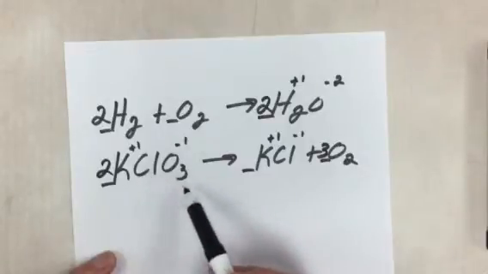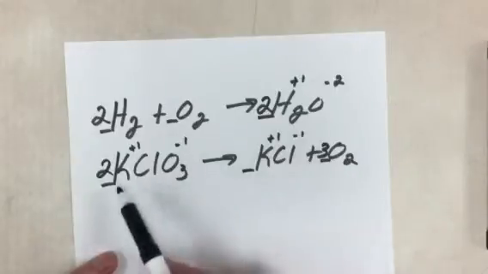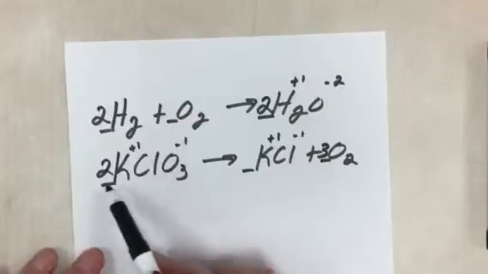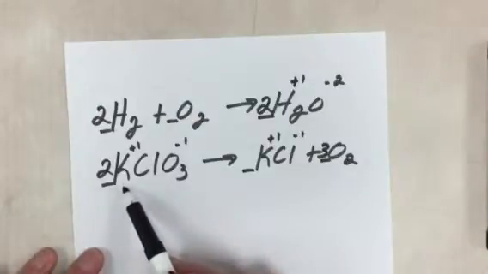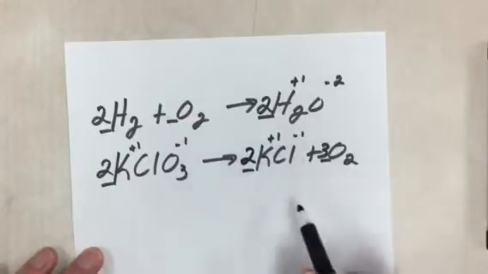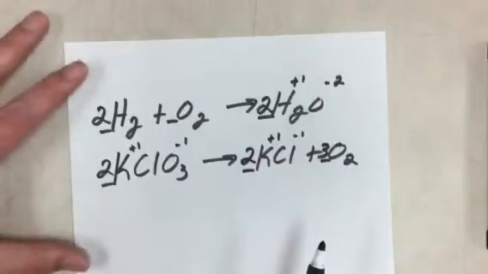Now our oxygens are balanced on the left versus the right, but our potassium and our chloride are now out of balance. So on the left we have 2 potassiums and 2 chlorides. But that's easy to fix. We just put a 2 out front here. So now our equation obeys the law of conservation of mass.